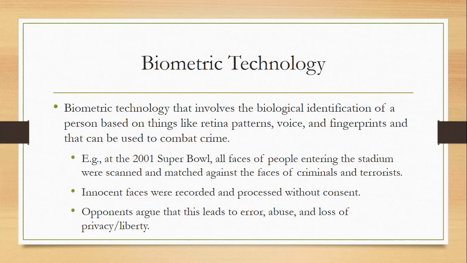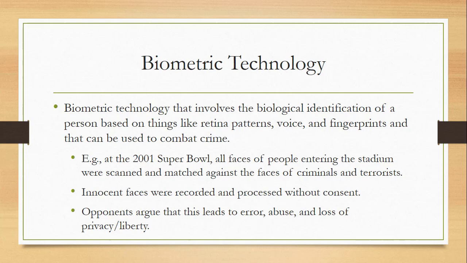In the 2001 Super Bowl, for example, all the faces of people entering the stadium were scanned and matched against the faces of criminals and terrorists. They were doing this for the safety of the 2001 Super Bowl, but they were using this kind of biometric technology, scanning everyone's faces who was entering the stadium without permission, without consent, without their knowledge. And one can see that there were positive intentions. It was in order to look out for possible serious criminals as well as terrorists. So one can see that there can be immediate benefits to using this kind of technology.